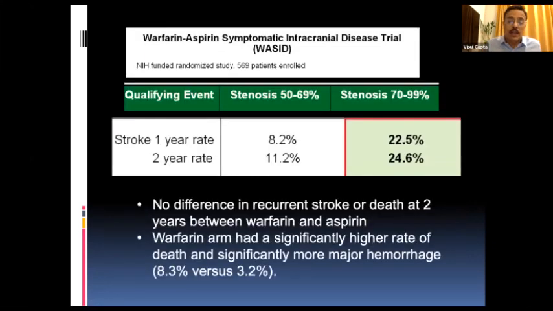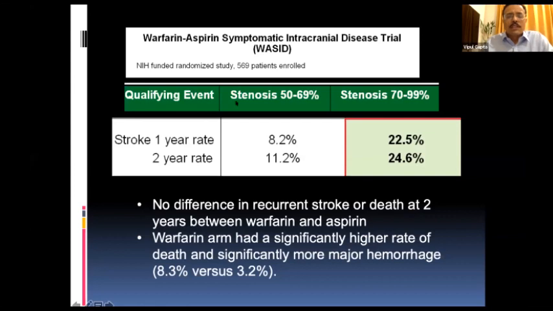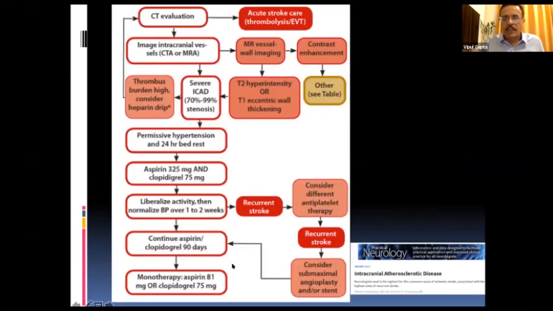So one of the earliest trials, I will talk about medical treatment of ICAD here, because that remains the mainstay. So the WASID trial was done, which compared aspirin versus warfarin. One of the challenges here was that in spite of the treatment, the stroke risk remained quite high in these patients. What they found was that the stroke risk wasn't different, but the warfarin arm had significantly higher hemorrhage or death, and therefore aspirin remained the mainstay.